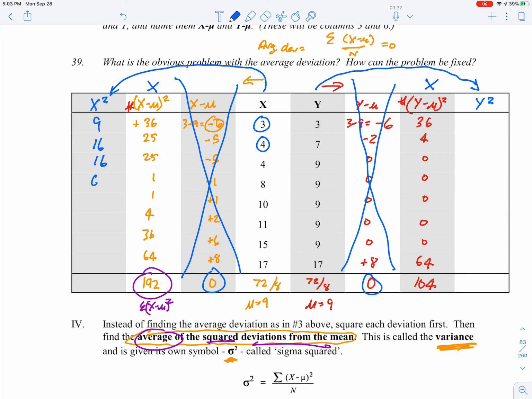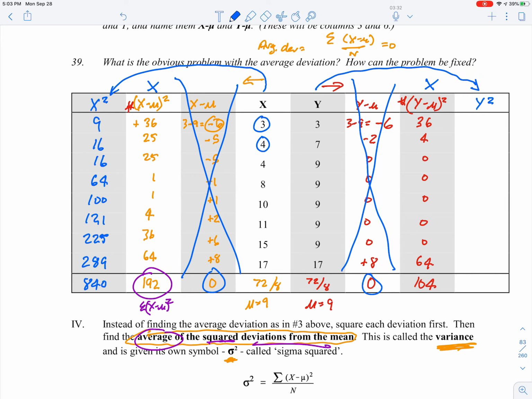16, 64, 10 squared is 100, 11 squared is 121, 15 squared is 225, 17 squared is, I don't know, is it 349? Let me check my notes on that one. It's 289. There we go. And then you add those together and you get 840.